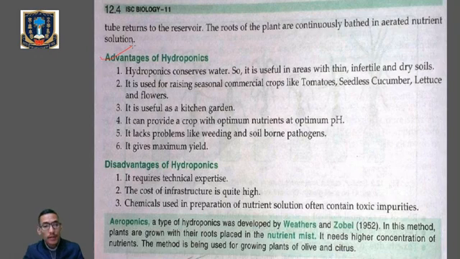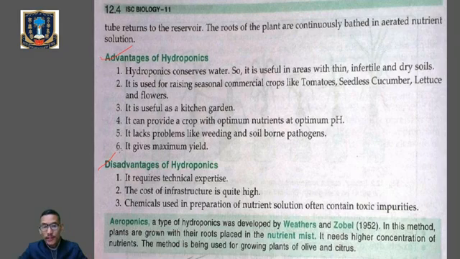But there are certain disadvantages of hydroponics also. Number one, it requires technical expertise. That means the one who is going to grow plants with hydroponics must be technically experienced. Okay, so it requires technical expertise. The cost of infrastructure is very high, and chemicals used in preparation of the nutrient solution often contain toxic impurities. So these are the disadvantages of hydroponics, or of growing plants in a nutrient solution or in a soilless culture.